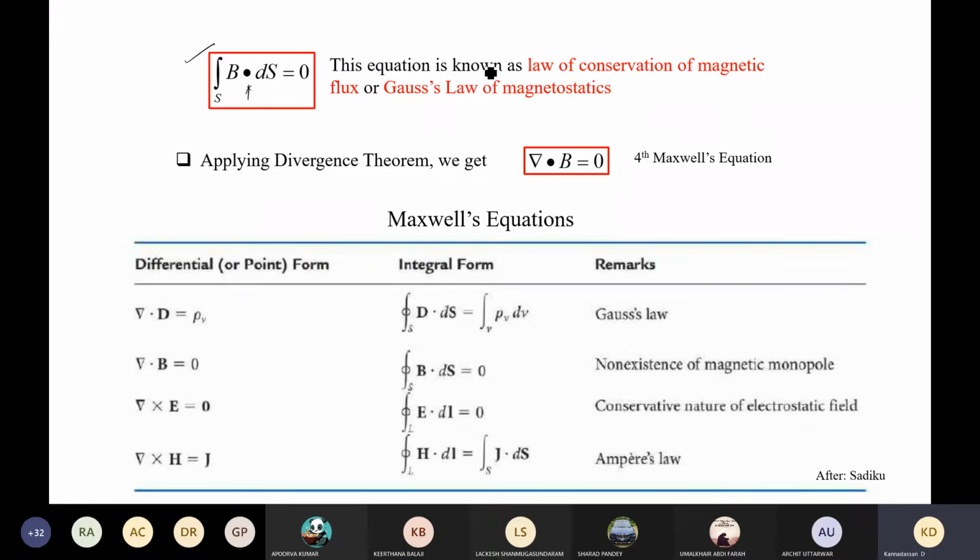This is the second Gauss law of magnetostatics, where the first Gauss law of magnetostatics is the Biot-Savart law. And when you take the divergence theorem, the divergence theorem says that the surface integration can be converted to volume integration. So for that, you take the dot product of this B, and that also is going to be 0. In that case, this del dot B becomes 0. And this is the fourth Maxwell's equation. So this tells the non-existence of the magnetic monopole. That is the secret behind that.